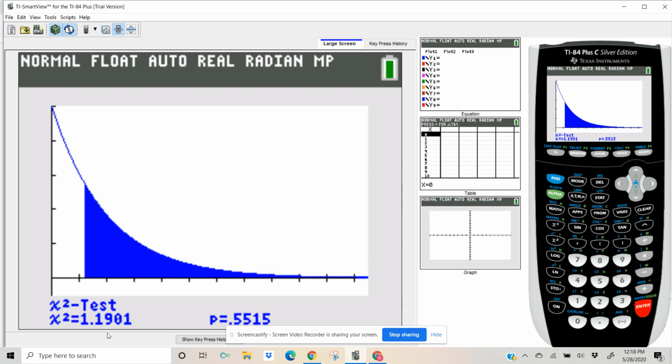So in our situation, the chi-square score is 1.19. The p-value is 0.55. That's well above any alpha we would select. So we would fail to reject the null hypothesis.